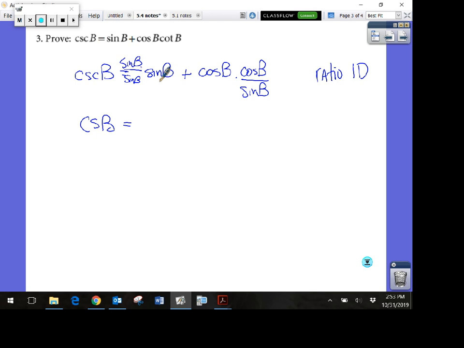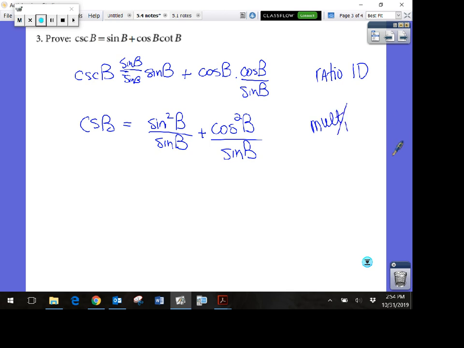So I'm going to go ahead and multiply. So that's sine squared B over sine B plus cosine squared B over sine B. So I did two things there. I multiplied and I got an LCD.